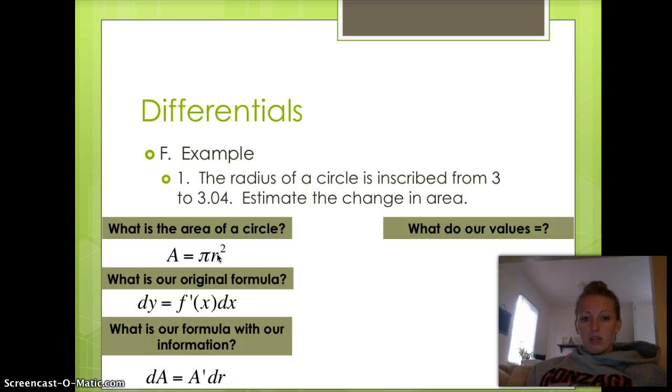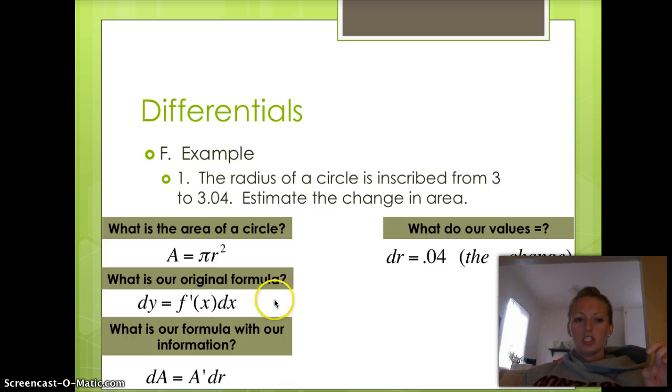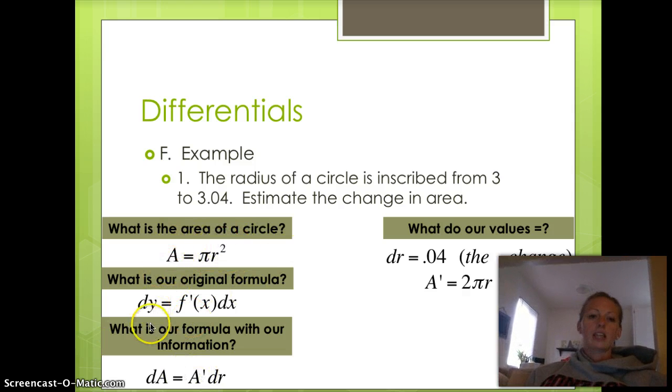What are our values equal? So then we have to determine, from our problem, what is my radius? What is my change? Okay, so we know the change dr, which is the same as dx, is 0.04. That's our change. We know the derivative of area is 2 pi r, because if I just take the derivative, I bring my exponent down, and I'm left with r to the 1. And my radius is 3. So our change is this 0.04, and our radius is 3.